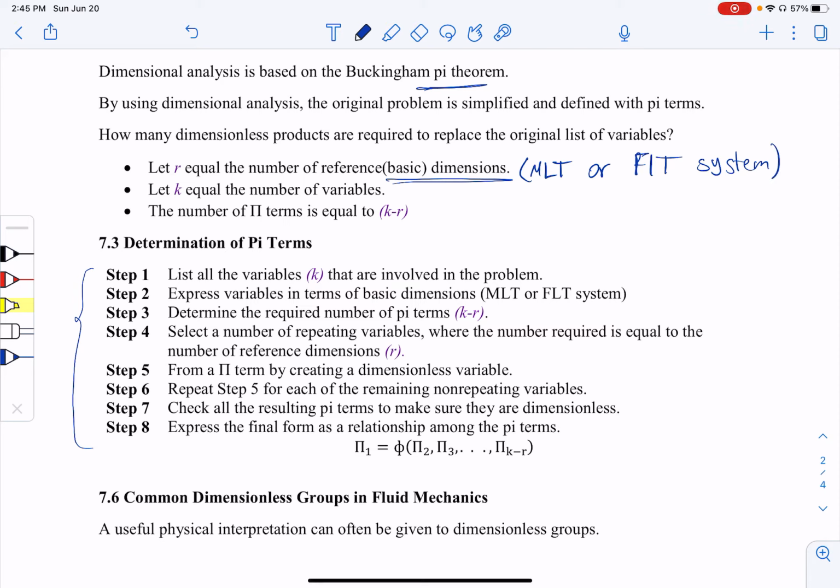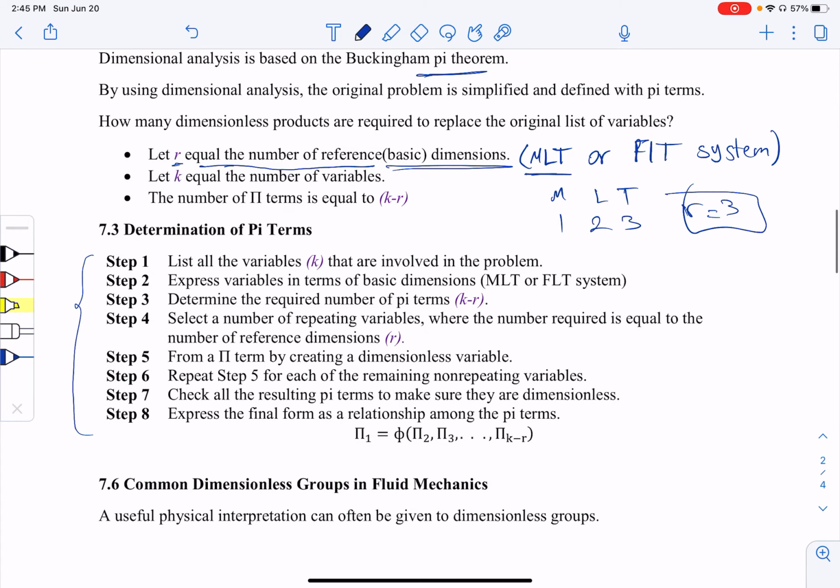So it is usually MLT, so we can see that it's 1, 2, and 3. So our R is going to be 3, right? It means that R is equal to the number of the reference basic dimensions that we have. Now let's consider K, which is the number of the variables.